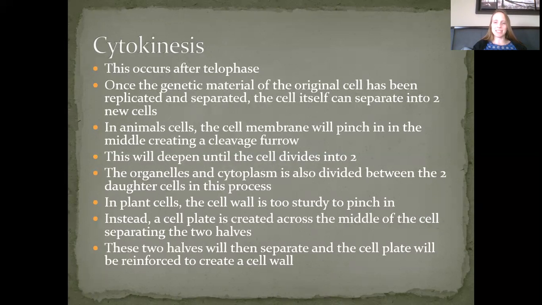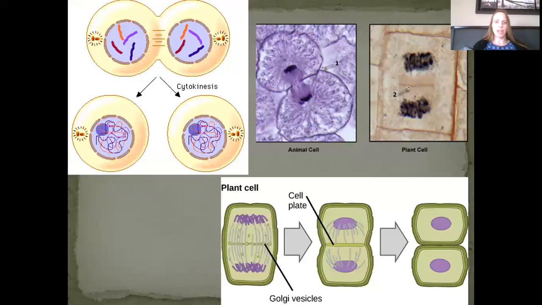Instead, you have something called a cell plate, which is like a double thick cell wall that is formed across the middle of the plant cell to separate the two halves. Eventually that cell plate becomes the cell walls of those two plant cells. This is what it would look like. At the top here, we have telophase, and then this cleavage will keep pinching in more and more until those two sides come together and the two daughter cells separate.